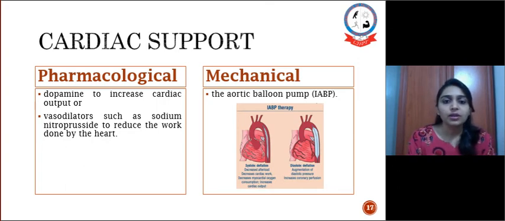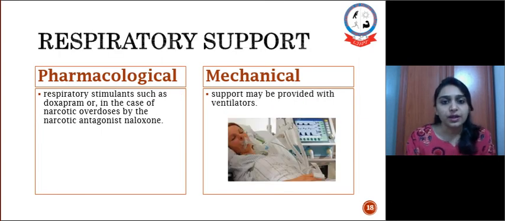If the heart is not working properly in the patient, we can also give mechanical support by intra-aortic balloon pump machine, IABP therapy, which works as an external pump to maintain circulation in the body. Next is respiratory support. This also can be pharmacological as well as mechanical. Pharmacological support can be respiratory stimulants such as doxapram, or in a case of narcotic overdose, the narcotic antagonist naloxone. The mechanical support is artificial ventilation provided to the patient until the patient's respiratory mechanism works properly.